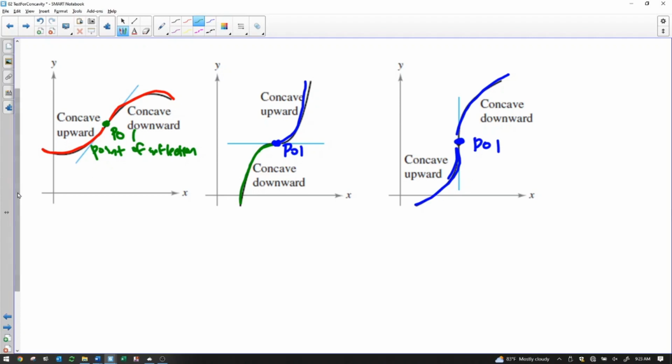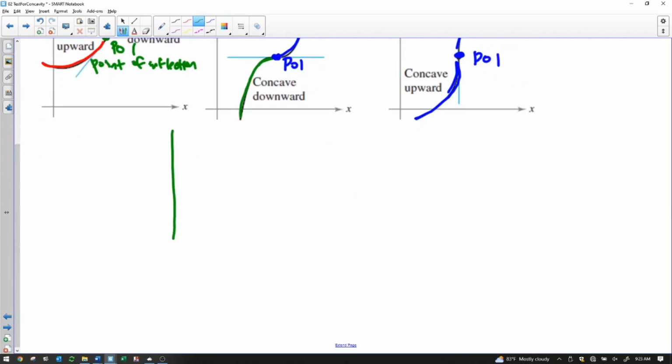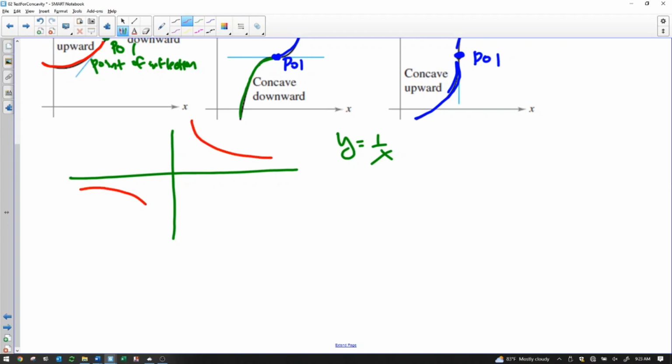Okay, now some things I want to clarify. When we start trying to figure out where points of inflection are, sometimes we might have a curve like y equals 1 over x. A lot of times you don't know what the curve looks like because it's too hard, but this one we know. And this one has an asymptote here and an asymptote here. Do you guys see that this is concave down? Do you see that this is concave up? Do you see at x equals 0, you actually do change from concave down to concave up, but there's no point of inflection here.